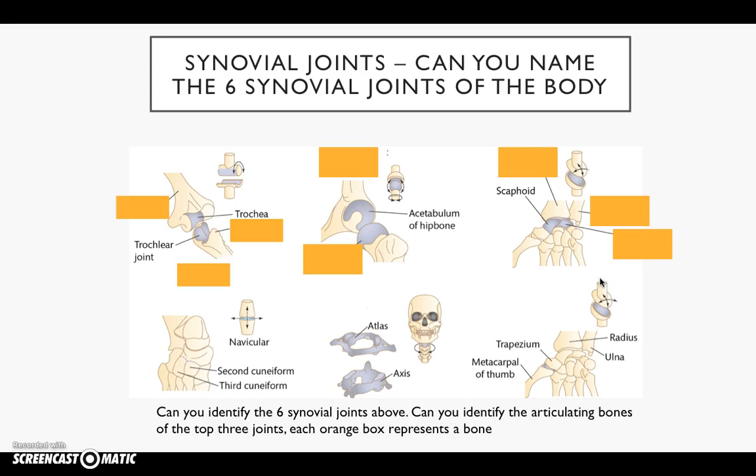So, synovial joints: can you name the six synovial joints of the body? There are pictures here of different types of joints. I want you to identify the six synovial joints. Also, for these boxes only, this one you don't need to bother about, can you identify the articulating bones, the top three joints? Each orange box represents a bone. So if you pause this and have a go, you should be doing the six synovial joints and then the articulating bones.